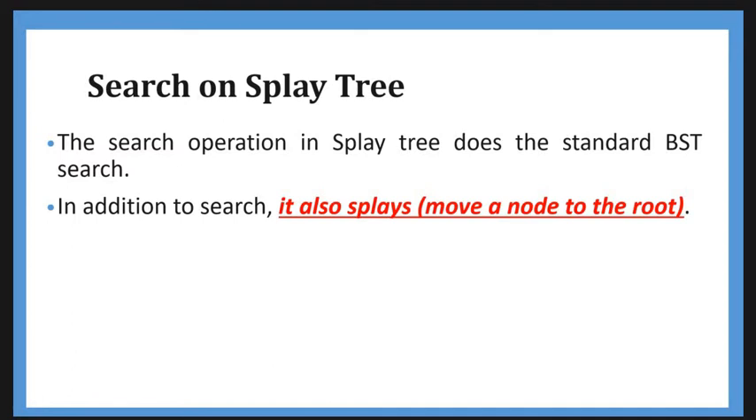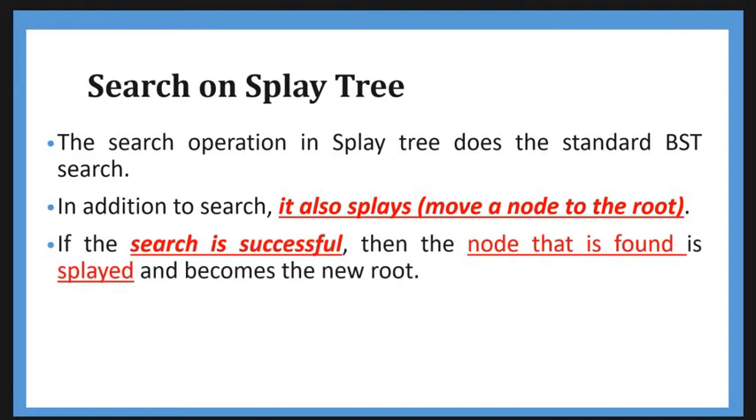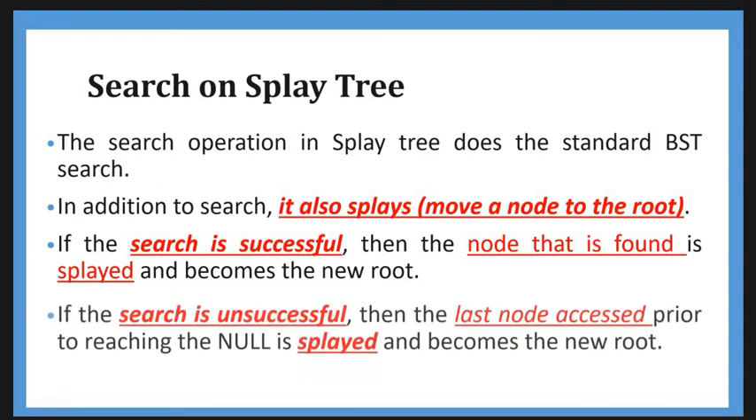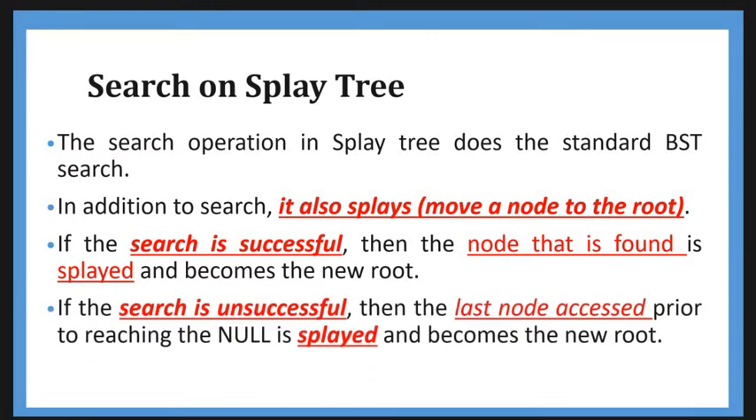Means if I am doing a search on a key K and I find the key K at some location, then the splaying is automatically done and the key that I searched becomes the root of the tree. If the search is successful, then the node that is found is splayed and becomes the new root. If the search is unsuccessful, then the last node accessed prior to reaching the null is splayed and becomes the new root.